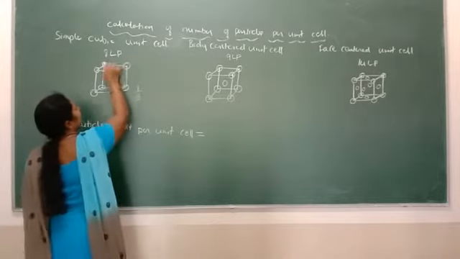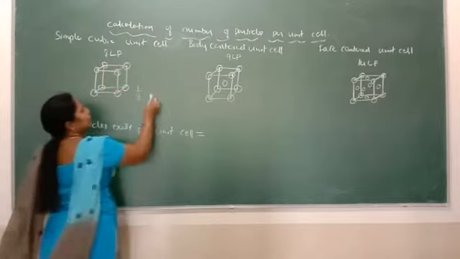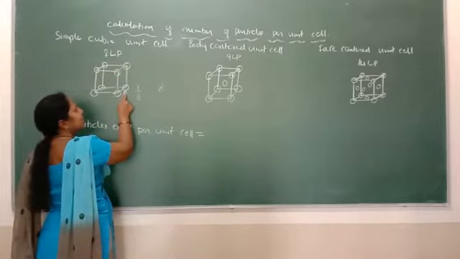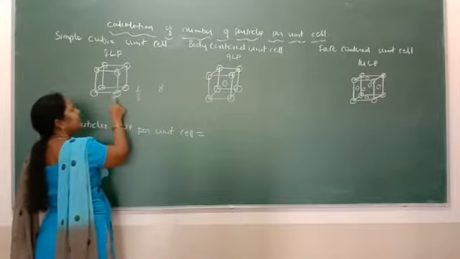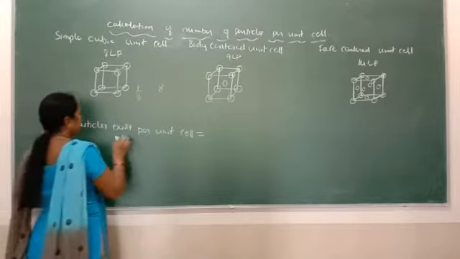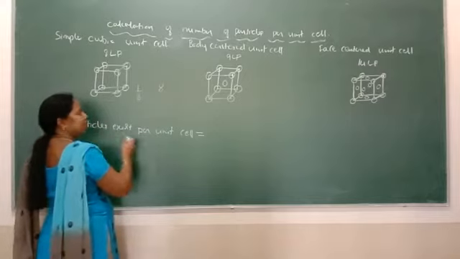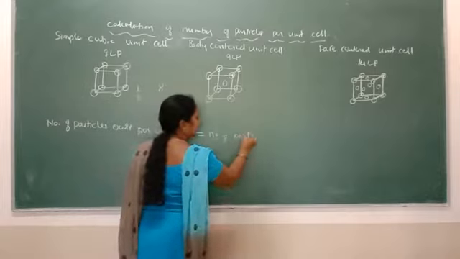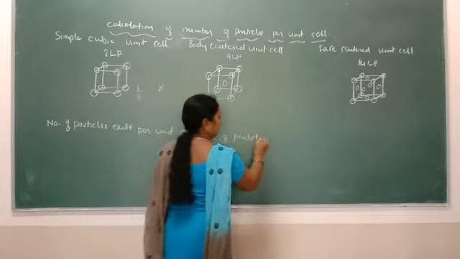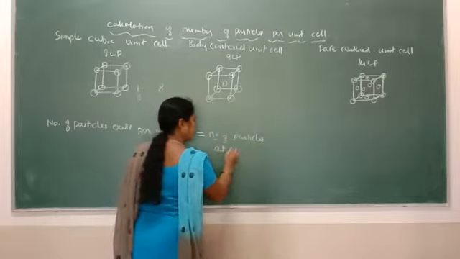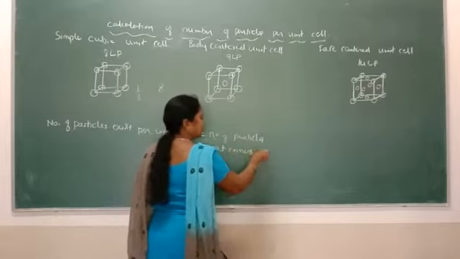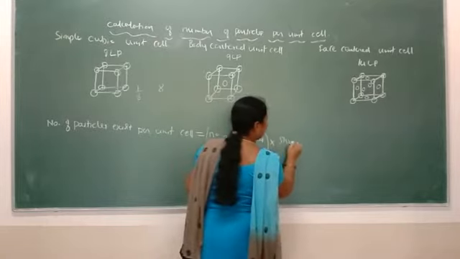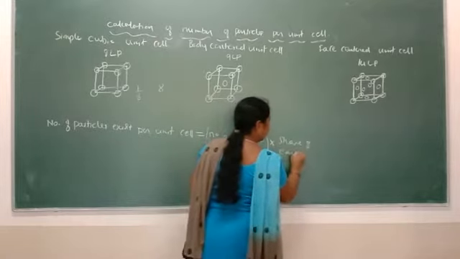So how many such corner particles are there? 8 corner particles are there, and each and every particle is shared by 1 by 8 to each unit cell. Hence, we can say the number of particles that exist per unit cell can be taken as the number of particles present at corners into the share of each particle.